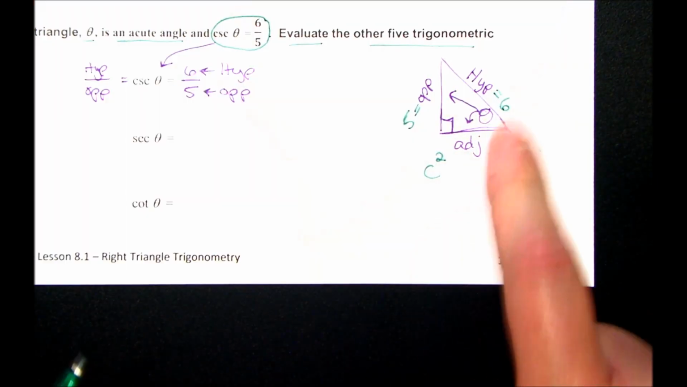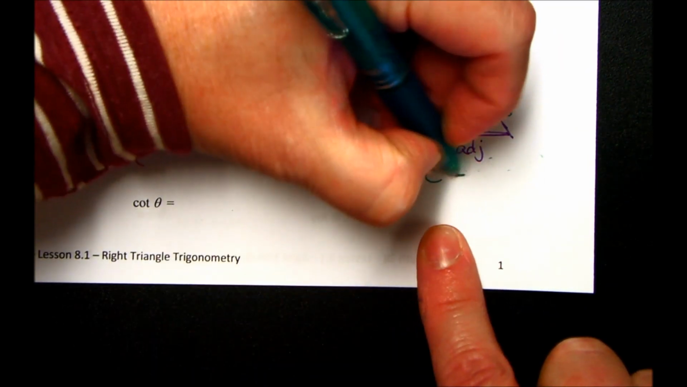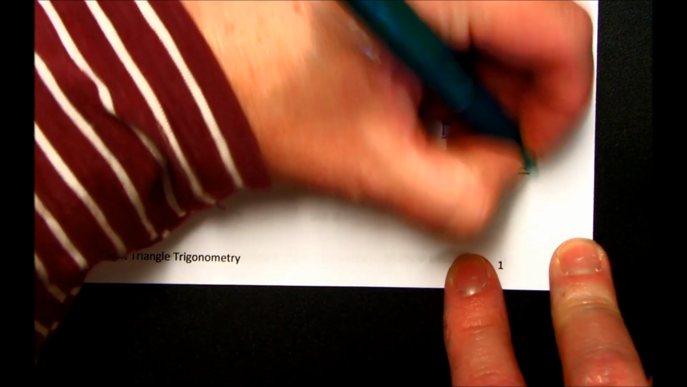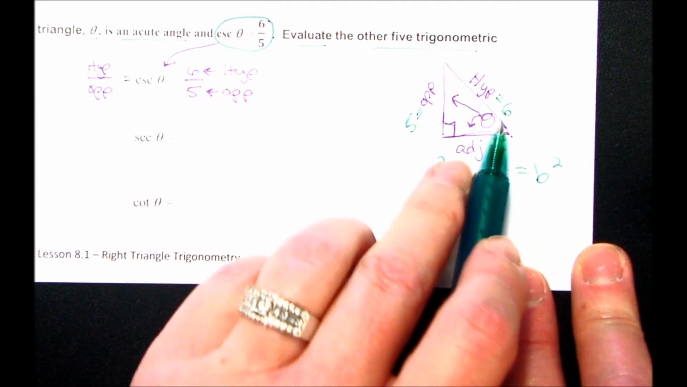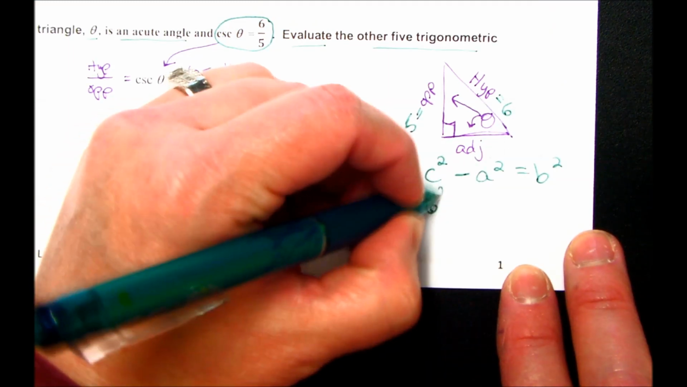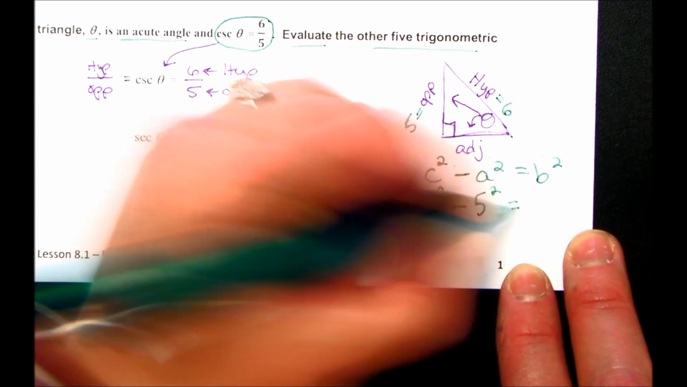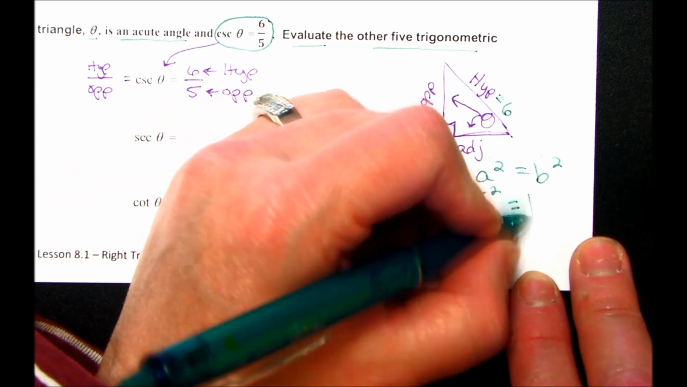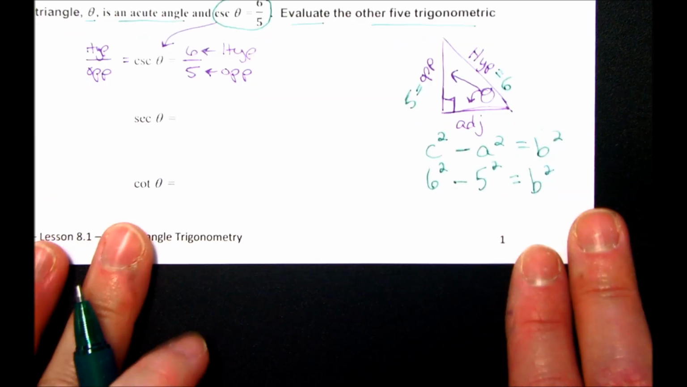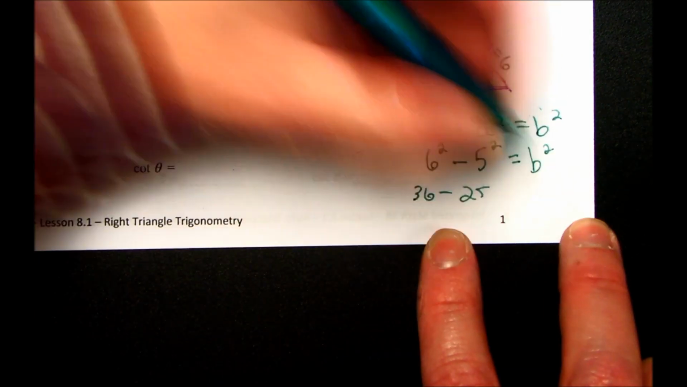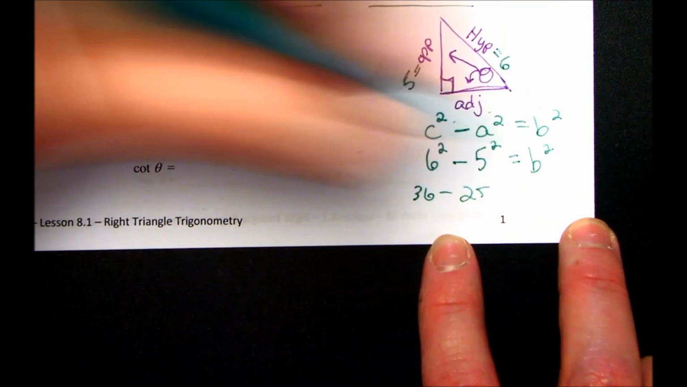Sorry about that. I'm going to take my hypotenuse squared minus my opposite squared, you can call it a squared, equals b squared. So the hypotenuse, if I take 6 squared minus the 5 squared, that's going to equal the adjacent squared, or I'm going to call it b. So 6 squared is 36 minus 25 will equal 11.